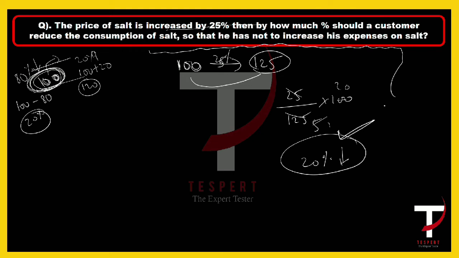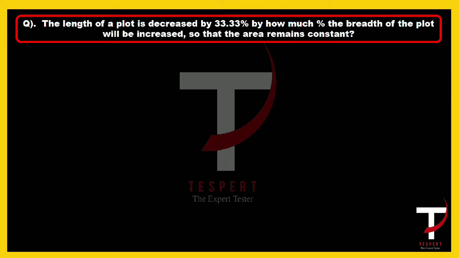Okay, let's move on to the next slide. The length of a plot is decreased by 33.33%. By how much percent will the breadth of the plot be increased so that the area remains constant? Let us assume the initial length of the plot to be 100. It got decreased by 33.33%, and now it becomes 100 minus 33.33, which is equal to 66.67.